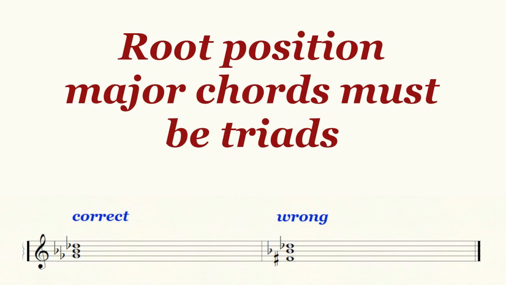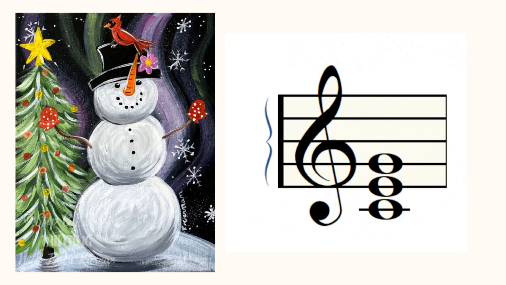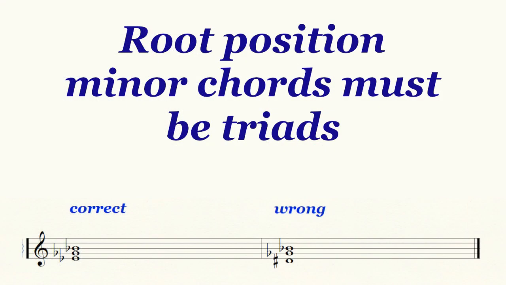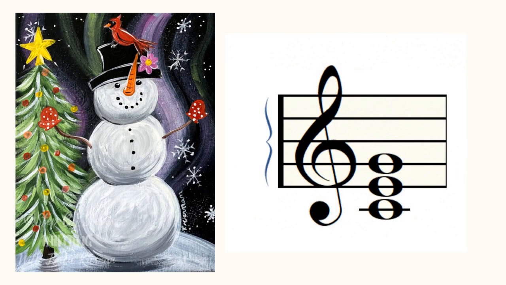A major chord in root position has to be spelled as a triad. A bitone is on the bottom, and a fattone is on the top. The triad always looks like a snowman. A minor chord in root position also has to be spelled as a triad. A fattone is on the bottom, and a bitone is on the top. The triad once again has to look like a snowman.